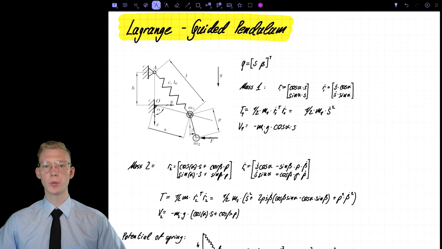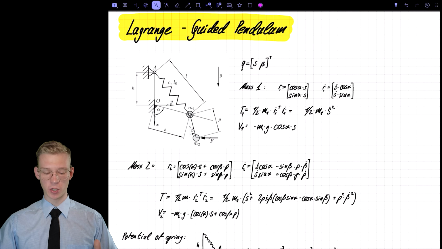In this video, we will be talking about the Lagrange equations and how we can get the equations of motion of a system with two masses, a spring and a non-conservative force. So this is not a derivation video where we show how to get the Lagrange equations, we just apply them. So let's jump right in.